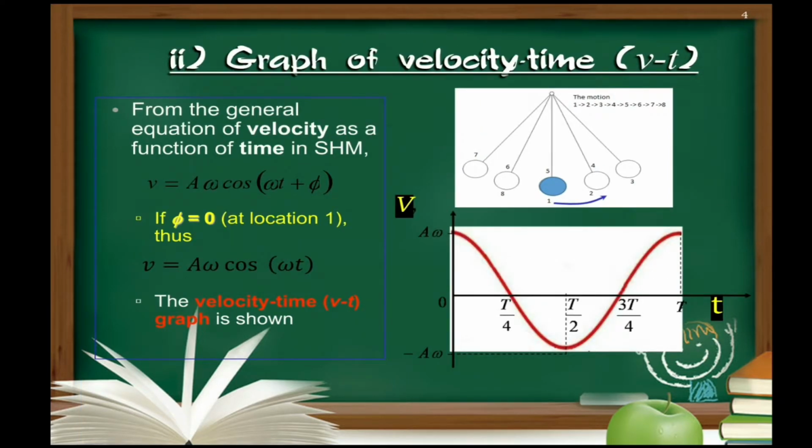Next, let's see the graph of velocity versus time. From the general equation you learned previously, v equals A omega cos(omega t plus phi). Now this is what we call the v maximum, the v maximum value. And this is our angular velocity, and this again is our initial phase.